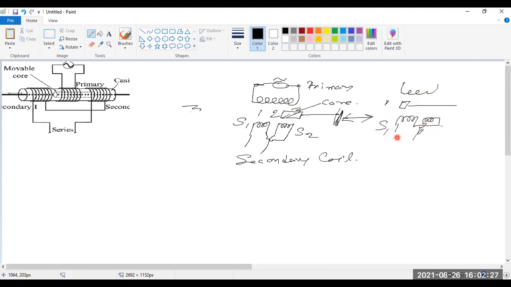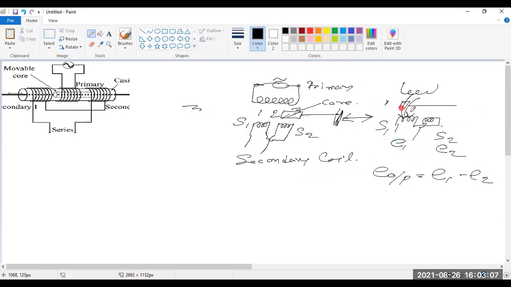Look, this is secondary 1, this is secondary 2. Only the secondary 1 can be induced. So in this way we can say that only S1 has EMF induced, which is E1, and S2's induced EMF is E2. So the output is E1 minus E2.